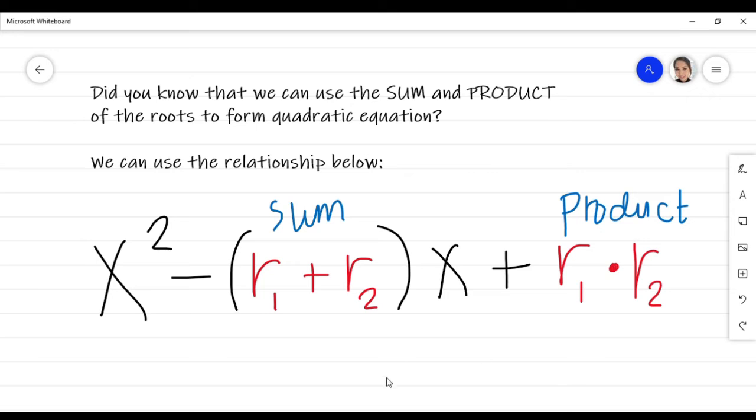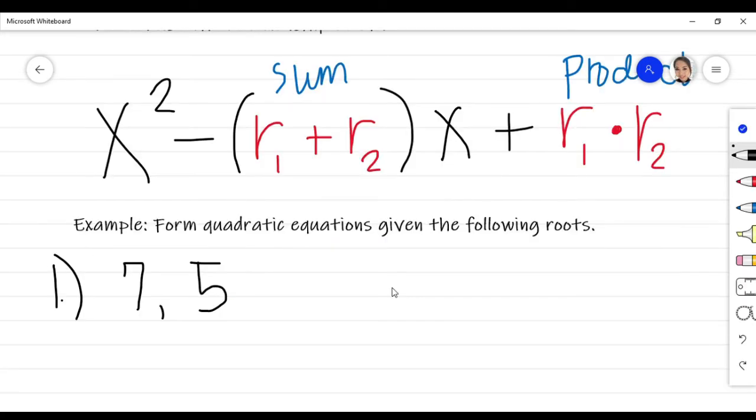x squared minus the sum of the roots, where r1 is our first root plus r2, our second root, times x, plus r1 times r2. Obviously, this is the sum of the roots, and this is obviously the product of the roots. So here, the roots are given.